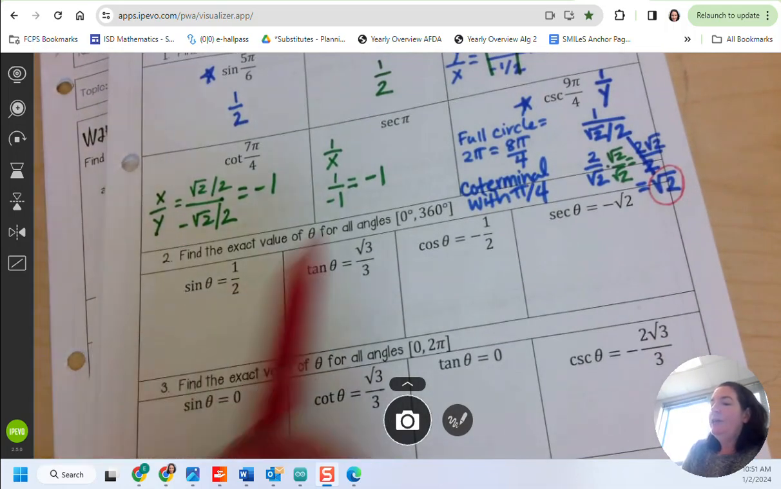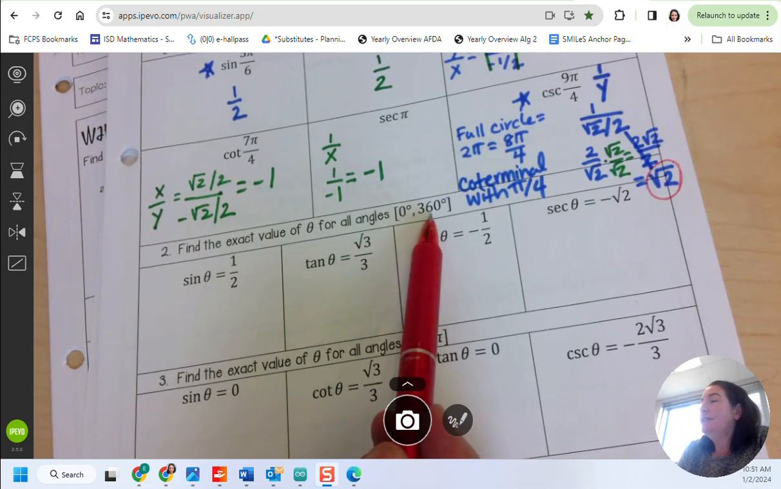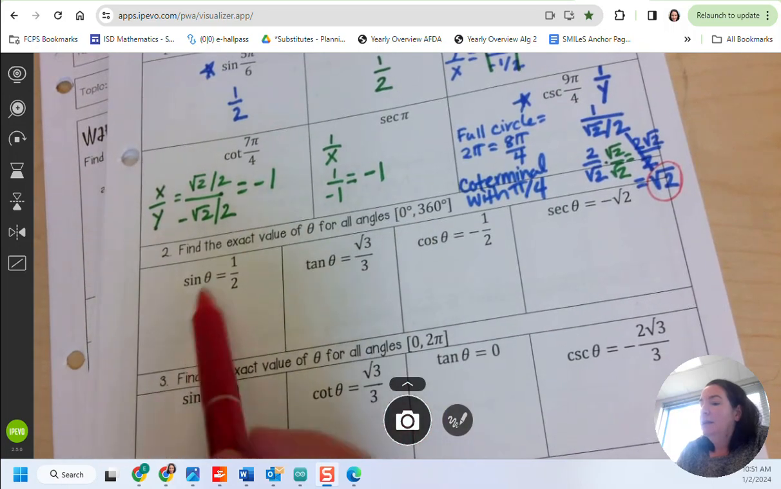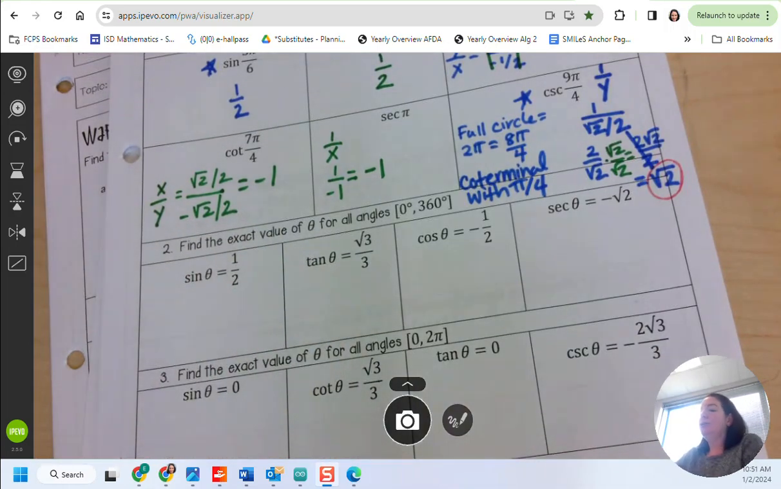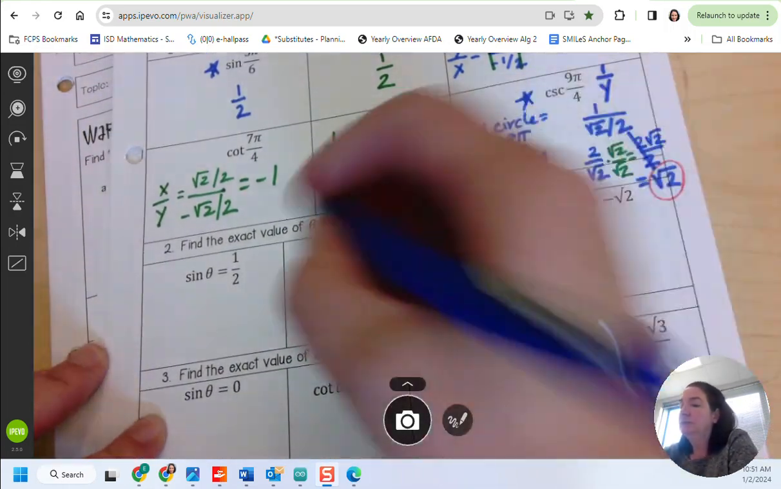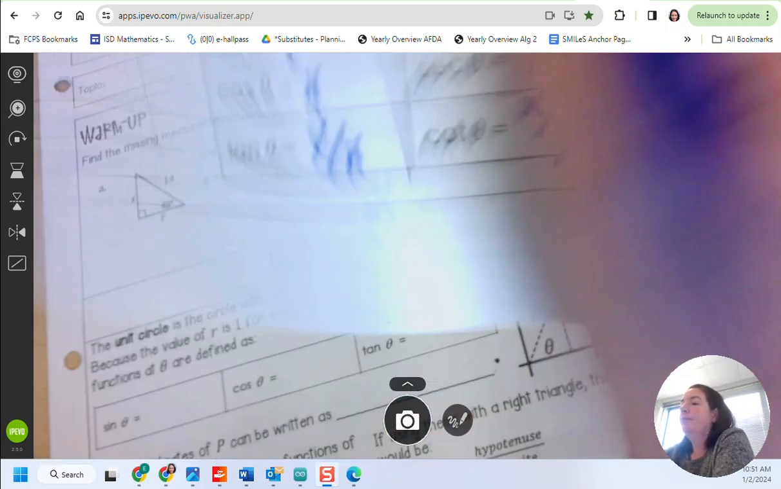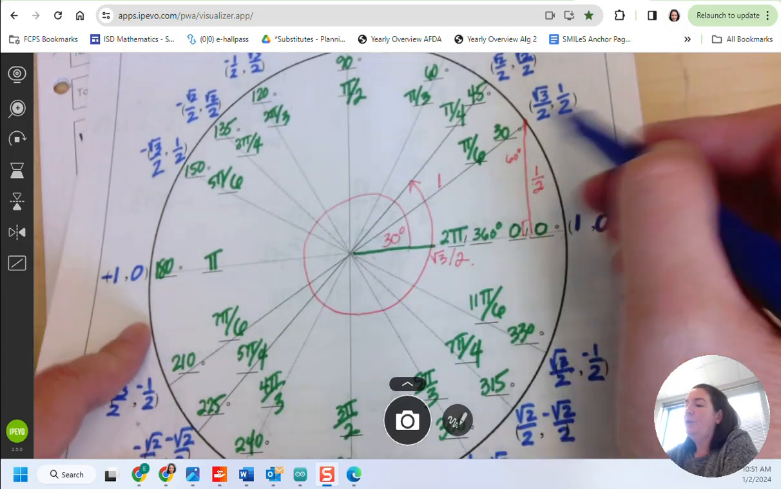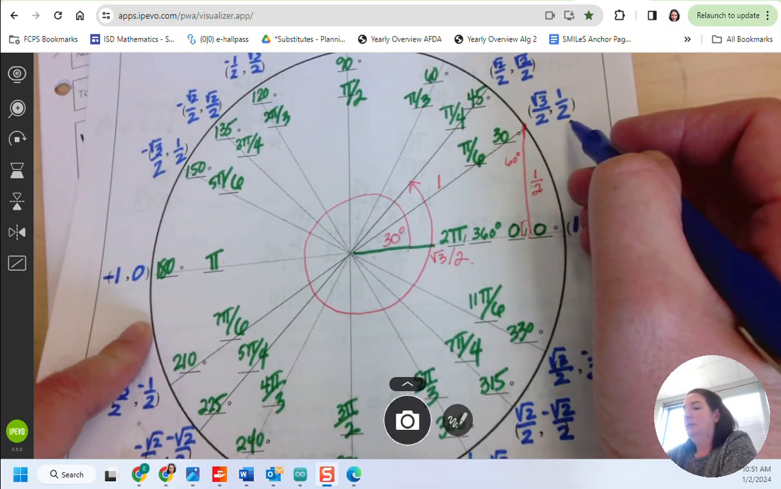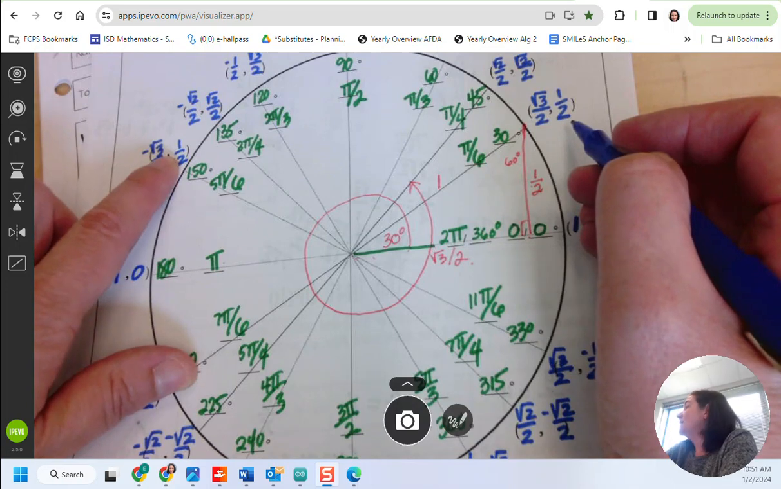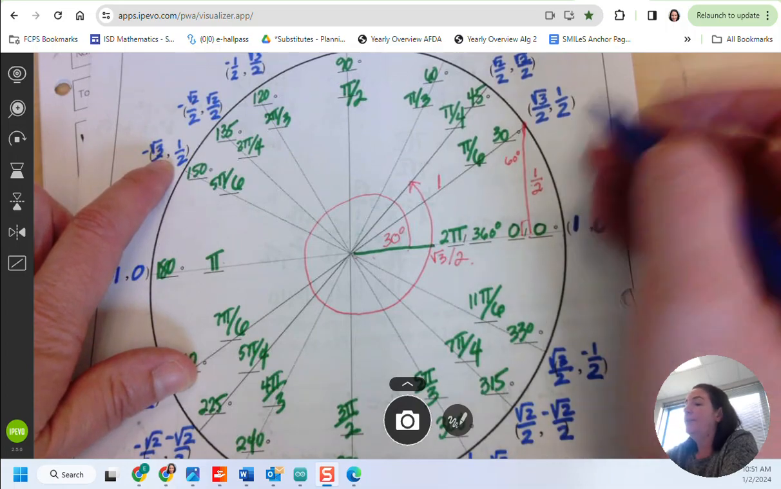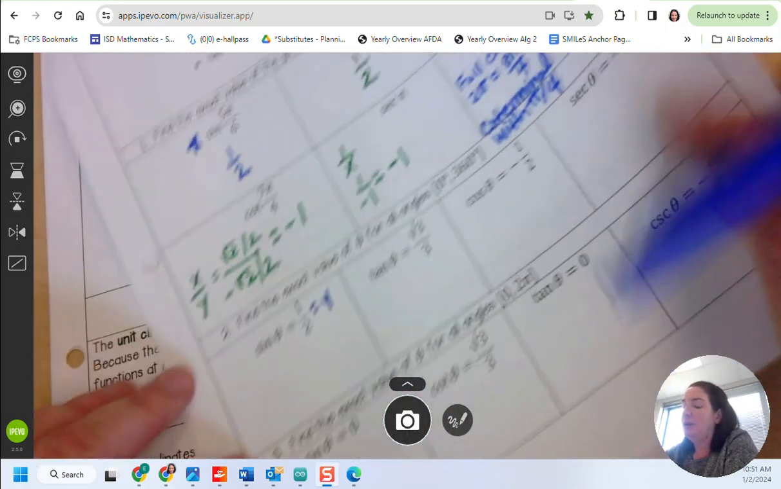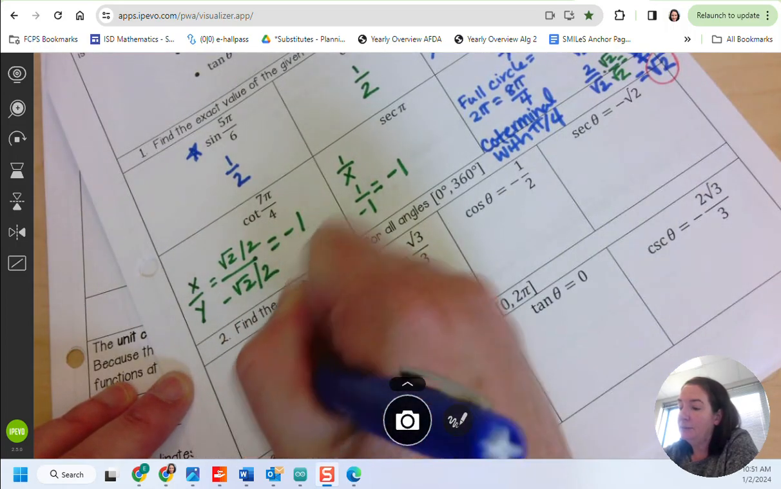Find the exact value of theta for all angles between 0 and 360 degrees. That means that there's probably more than one answer. Did anybody try the first one? Sine theta equals 1/2? Look at your circle. Where on your circle is the y value 1/2? I heard 30 degrees, and that's right. And 150 degrees. Good. And notice they asked for angles between 0 and 360, which means they want us to write down the degrees, not the radians. Okay? So it was 30 degrees and 150 degrees.